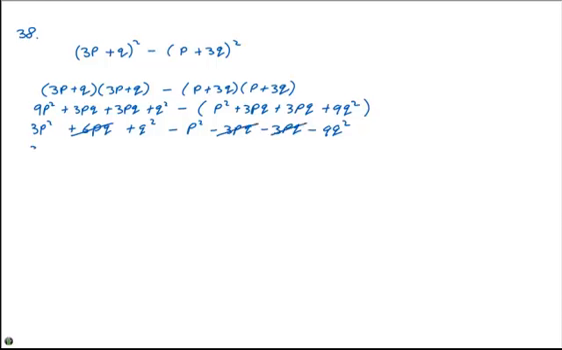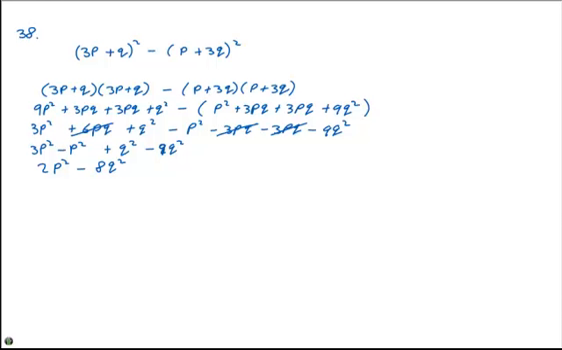I'll be left with 3p squared, there's another p squared, so that's minus p squared. Even if you need to group them, sometimes that'll happen. Plus q squared minus 9q squared. So what have we got there? 2p squared minus 8q squared. Now I am going to finish this off because you are asked to factorize it.